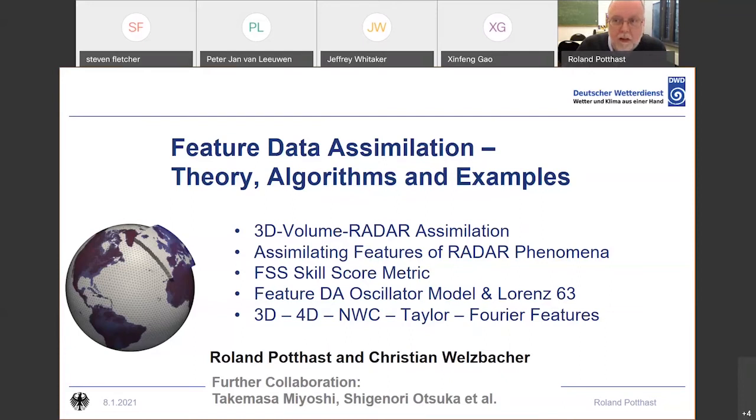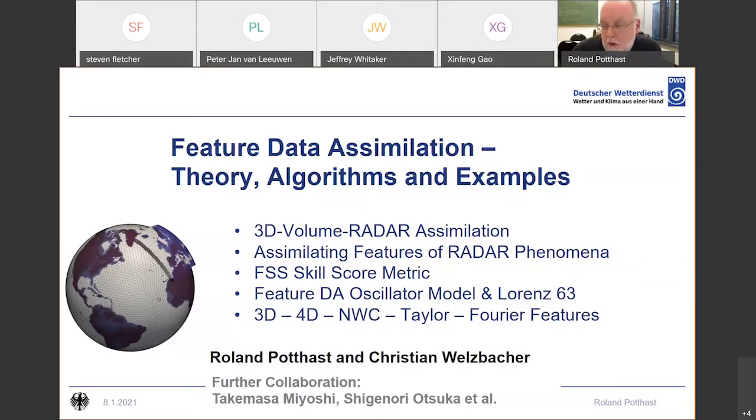I've been looking into this over the past months and years. And this is joint work with some people in my group. Christian Welzbacher has been in my group for a while. Now he's still in my group because I moved up, but in another part of DWD. And of course, we have some collaboration with colleagues from Japan on the topic for radar data assimilation and feature data assimilation. And I'll mention this again a little later.